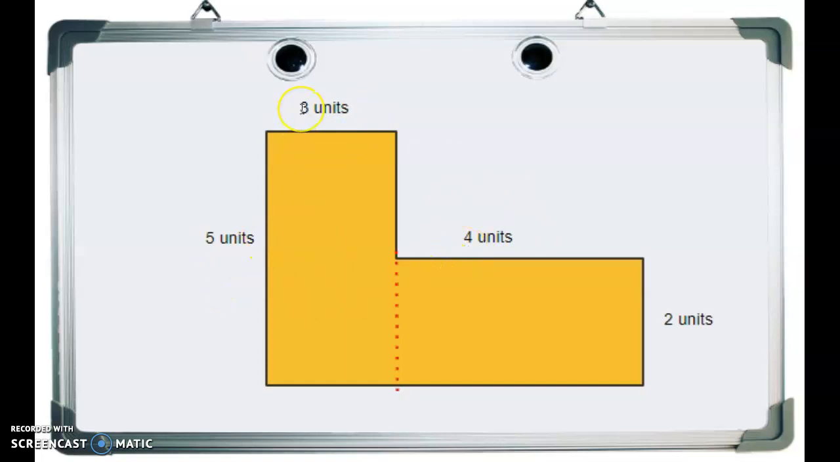All right, so what's 5 times 3? 15. So this area would be 15 units squared. What's 4 times 2? 8. So this one would be 8 units squared. So now that we know the area, what do we do? Do we add, subtract, multiply, or divide?